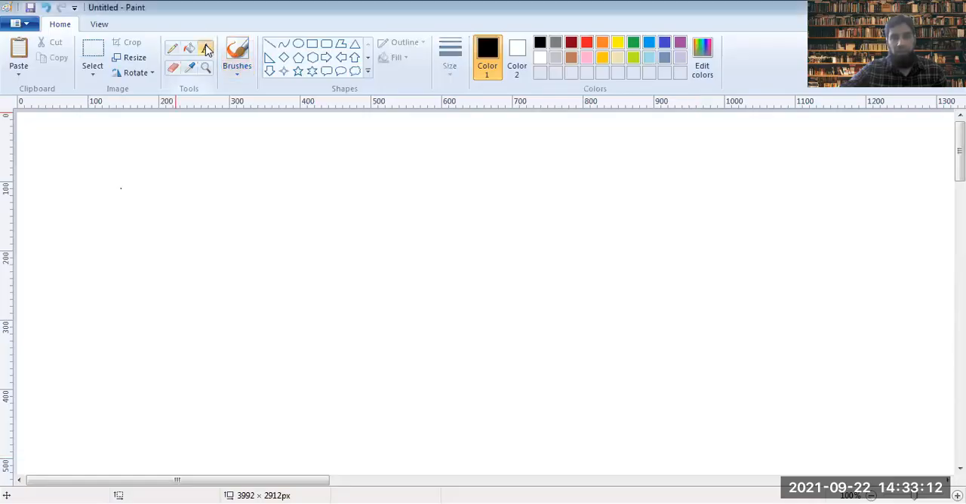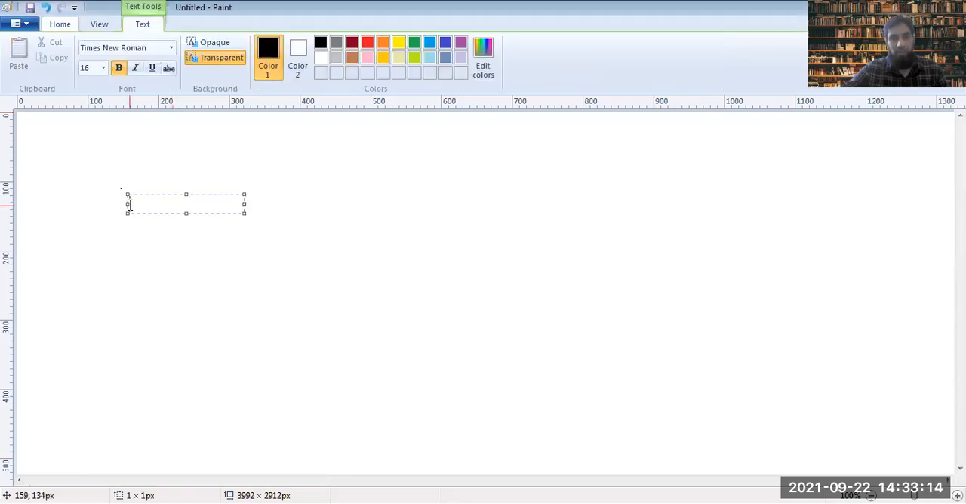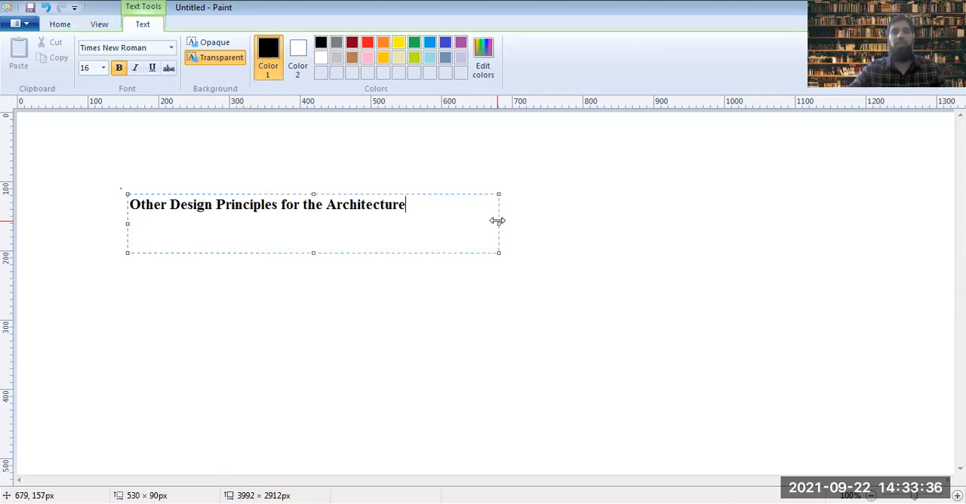So today, in today's class, we will be studying the other design principles for the architectural design. We studied some of the design principles. Now, in today's lecture, we will be studying the other design principles.